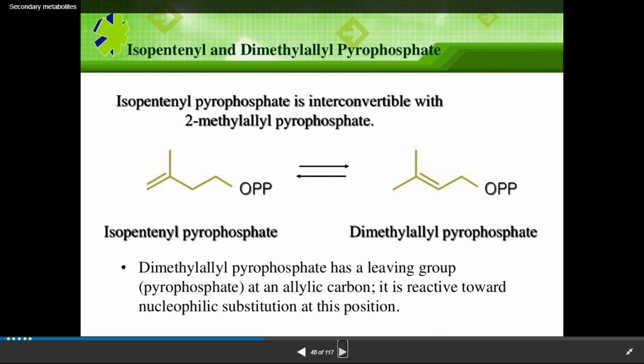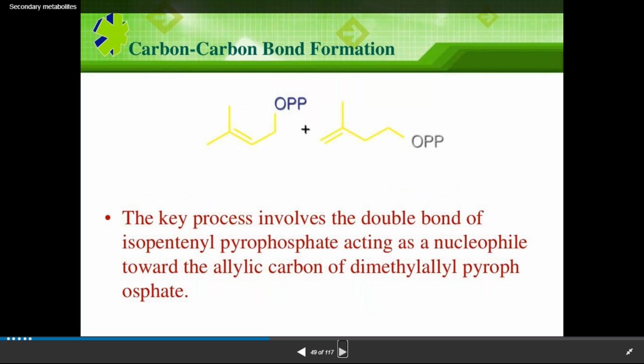And this is also very clear to you, terpenes, what is the meaning of terpene and what is terpenoid. Terpenoids are nothing but oxygenated derivatives of terpene. So apart from carbon and hydrogen, they will also have oxygen. So next is isopentenyl pyrophosphate and dimethyl allyl pyrophosphate. These two are interconvertible, except there is a change in the double bond. So dimethyl allyl pyrophosphate has a leaving group, that is pyrophosphate, at an allylic carbon. So it is reactive toward nucleophilic substitution at this position. So if nucleophilic substitution occurs, this PP pyrophosphate group will react.